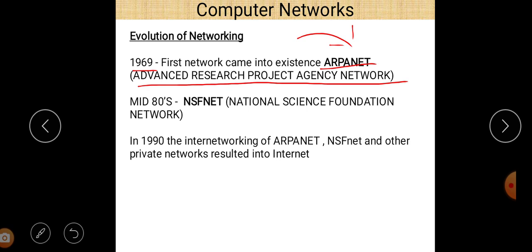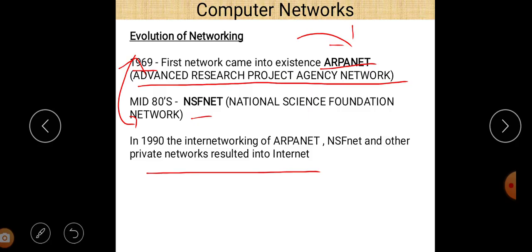The full form of it is Advanced Research Project Agency Network, and in the mid 80s there is another network, NSFNET, meaning National Science Foundation Network, and in 1990 the internetworking of the ARPANET, NSFNet and other private networks resulted in the internet. So these two are the basic networks, and when combined in 1990, the concept of internet was introduced at that time.